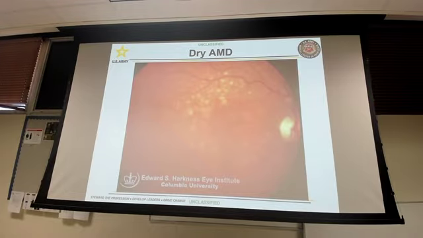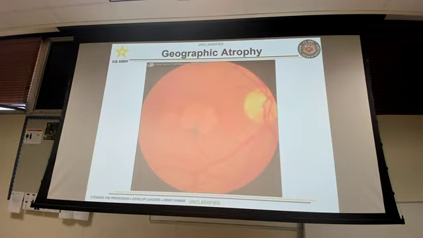Here's a picture of dry AMD. So you have some drusen going on, and then you can end up with geographic atrophy. Basically there's atrophy of the outer retinal layer in the macular area, and this can cause permanent loss of vision.